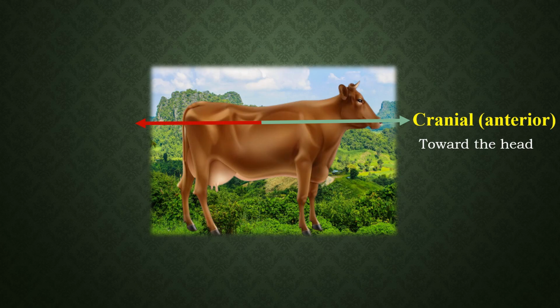The opposite of cranial is caudal, or we call it posterior. This refers to toward the tail of the animal. That means the part or the organ of the animal that is located closer to the tail. For example, stomach is caudal to the head.